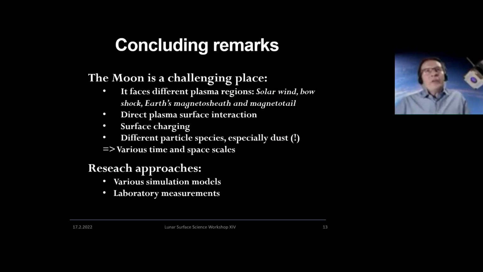As a concluding remark, we can say that the moon is a challenging place because it faces different plasma regions during its orbit. There is a direct plasma-surface interaction, surface charging, and different particle species, especially dust particles. So there are many processes taking place in different time and space scales, but we have different tools to investigate those even on the ground, especially computer simulations and laboratory measurements.